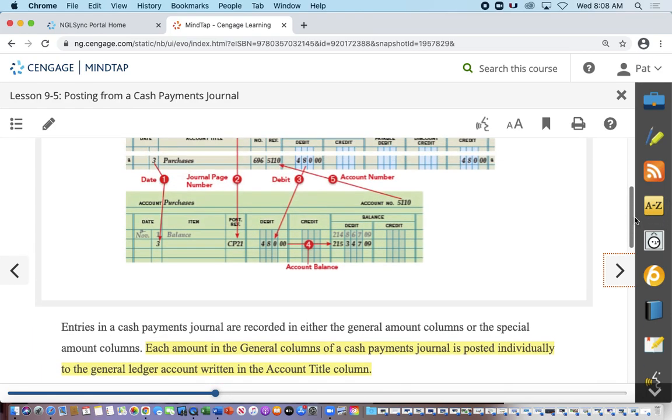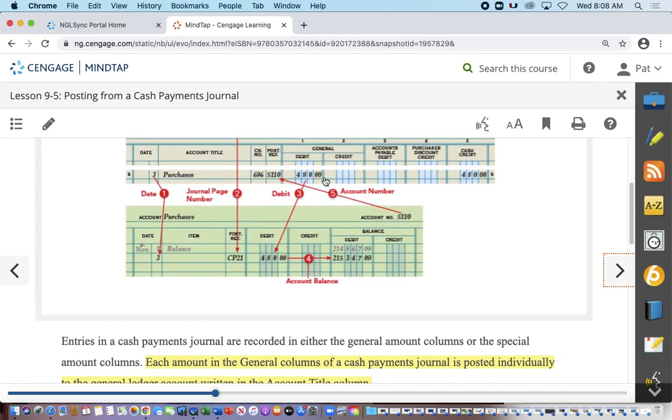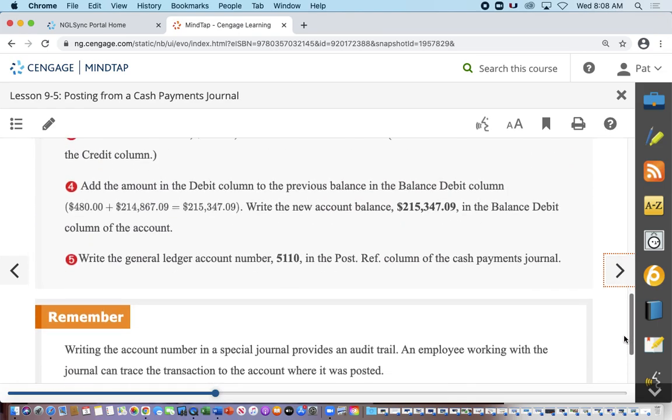Okay? Each amount in the general columns, the cash payments, is posted individually. That probably should be in pink. I think that's a test question. I don't know why I did it in yellow. But you have it in your book anyway. And you should know that, because when we do practice problems, you'll get the hang of it. Each individual amount in the general debit or credit needs to be posted to the general ledger account. Okay? And then they have the steps down there.